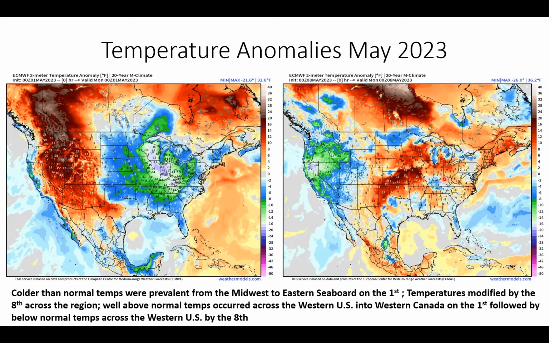We look over here on the right, we see now a cool down that's occurred by the 8th of May 2023, where the mean temperatures were on the order of 10 to 14 degrees Fahrenheit below normal across Oregon into Idaho. The places that were much above normal a week prior were now cooler than normal, as well as Northern California and Northern Nevada were cooler than normal on the 8th of May.